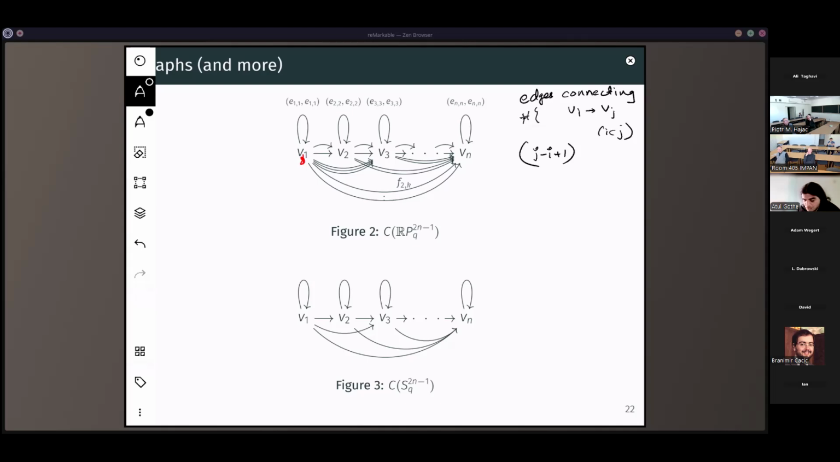So to V1, there's just a single edge because 1 minus 1 plus 1 is 1. But for V2, we have V1 to V2, we have 2. And from V1 to V3, we have 3. And V1 to V4, we have 4, and so on and so forth. So it depends on j minus i plus 1, the number of edges which connect them. And of course, at the end, we have a loop at Vn as well.